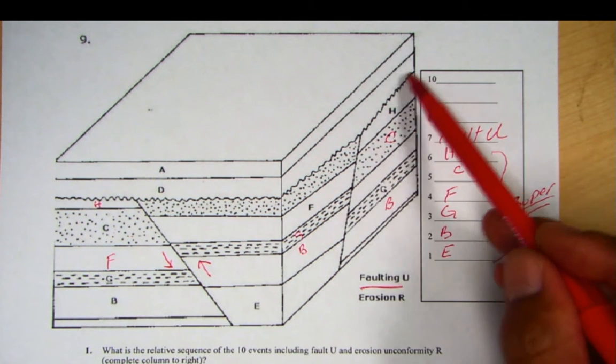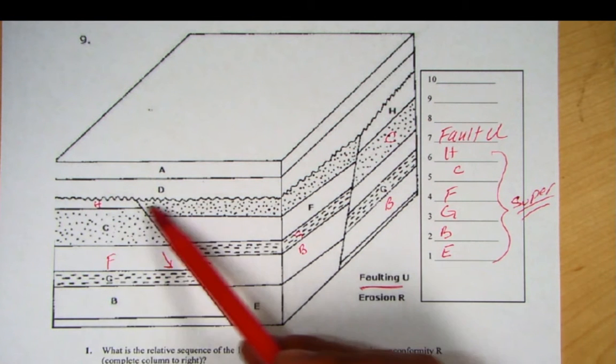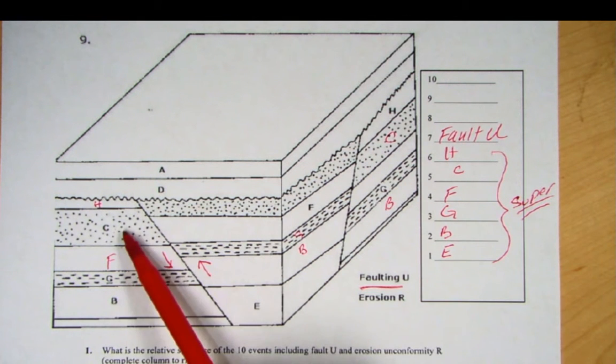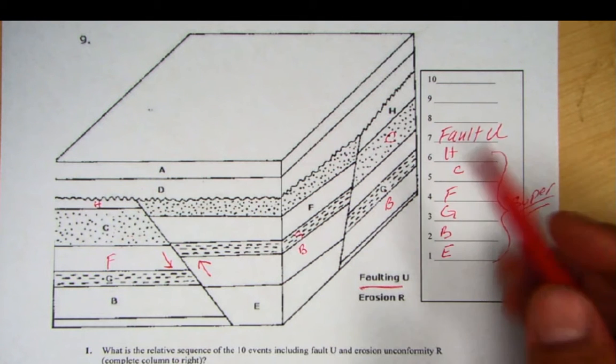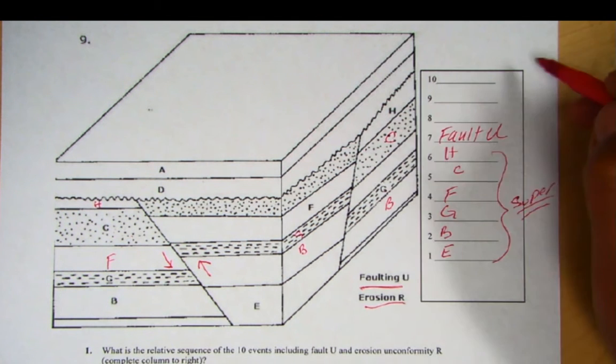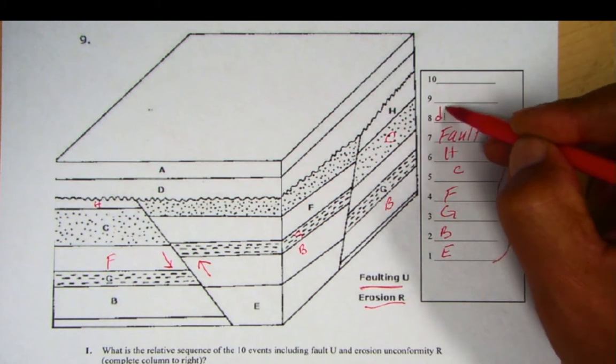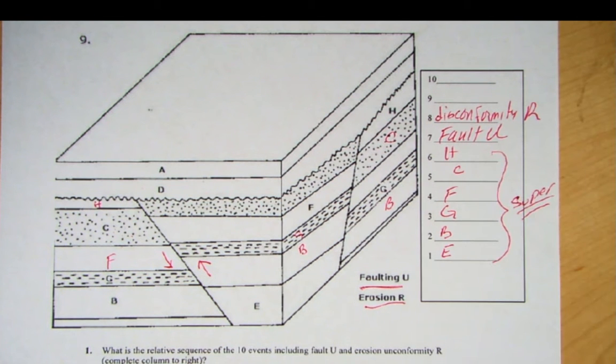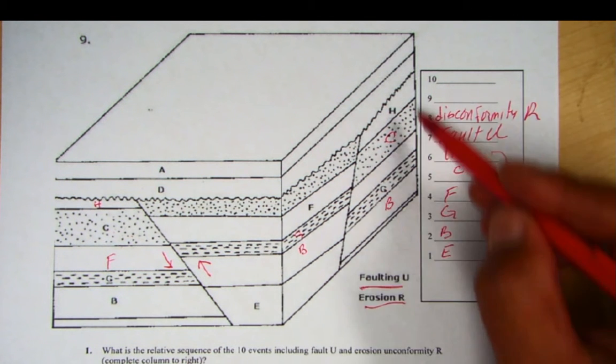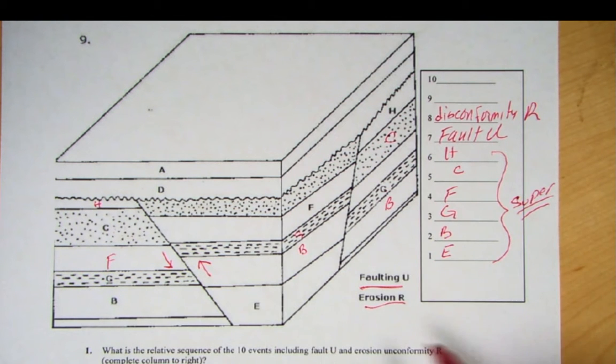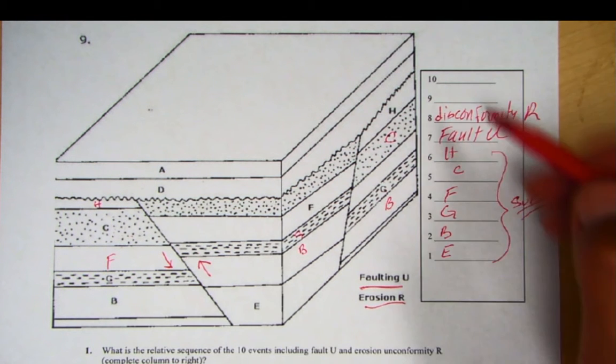Then I have this erosion event, right, which is an unconformity, but note that the strata are parallel on both sides. So I'm going to have this erosion R, but really what it is, it's a disconformity. I'm going to call it disconformity R, because that's the next unit that occurs. That's this erosion event here. And then we see the last 2 formations, D and A.